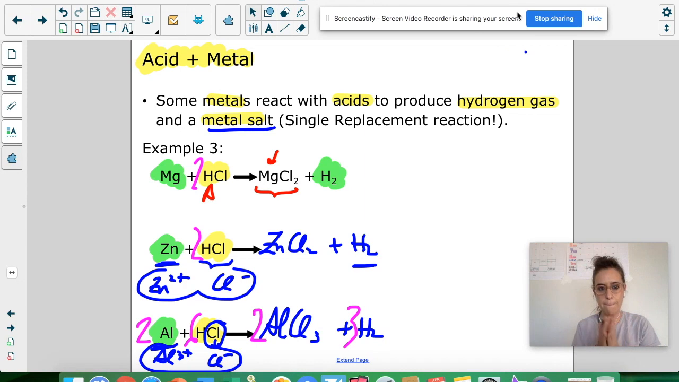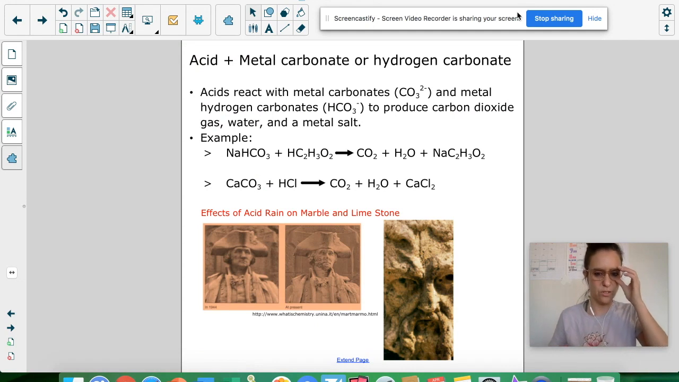So again, metal plus acid always gives hydrogen, H2, plus the metal salt. And the metal salt is always going to be the metal plus whatever remains from the acid when it loses the proton. Okay, second type of reactions. We've seen this in the past when we were learning in Unit 7, chemical weathering. Okay, all right, so acids react with metal carbonates or with metal hydrogen carbonates to produce carbon dioxide, water, and a metal salt.